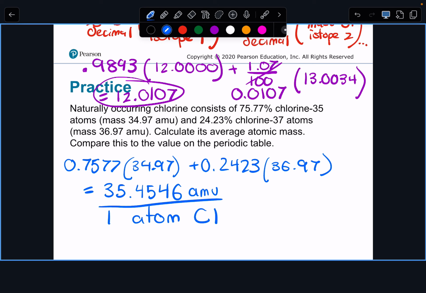But that's atomic mass units. So it's okay to say that because we're never actually going to isolate one atom anyway. We're going to isolate a bunch of them. And on average, each atom would weigh this amount. Okay, because it's going to be a mixture.